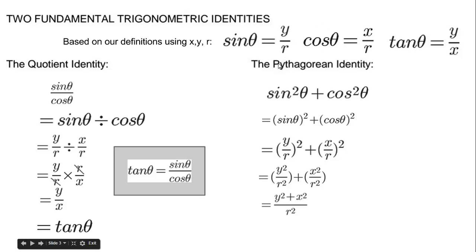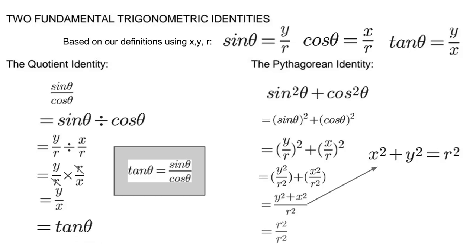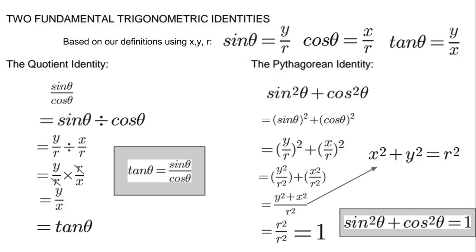But since we're using x, y, and r, there's something true about x, y, and r. x squared plus y squared equals r squared. That's the Pythagorean theorem. That comes from the circle, the exact same place that these three things come from. And if that's true, then we've actually got r squared over r squared, and the answer to that is 1. And so our second fundamental trig identity is actually the Pythagorean identity, which is sine squared plus cos squared equals 1.